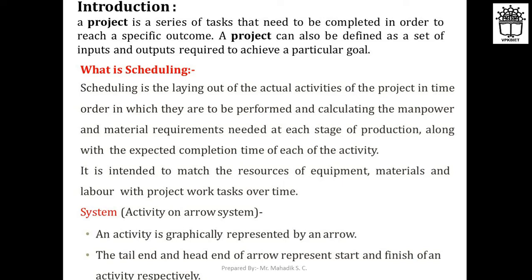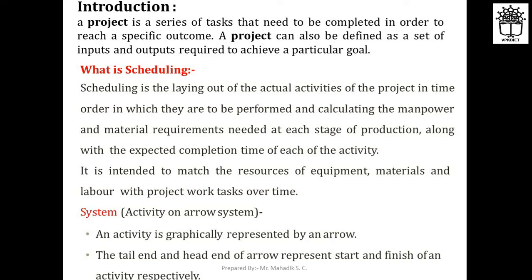So scheduling is laying out the actual activities of the project in the time order in which they are to be performed, and calculating the manpower and material requirements needed at each stage of production, along with the expected completion time of each activity. It is intended to match the resources of equipment, materials, and labor with the project work tasks over time. So the activity on arrow system is one of the parts in the project system.